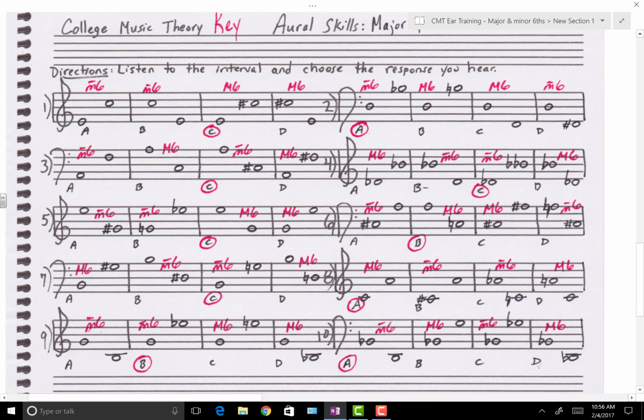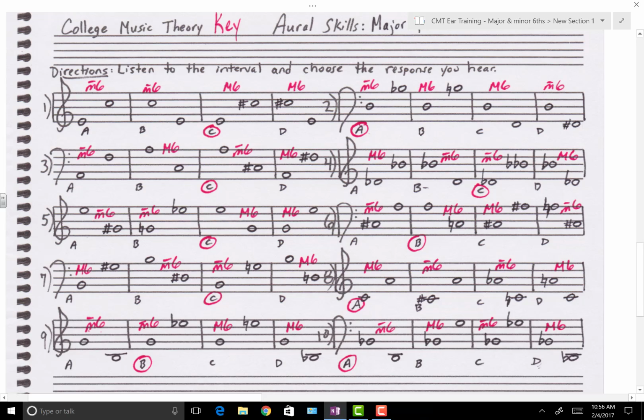entertainer. Or if you like solfege, you can think do down to mi. For 3A, we have a minor sixth ascending. Let's listen.